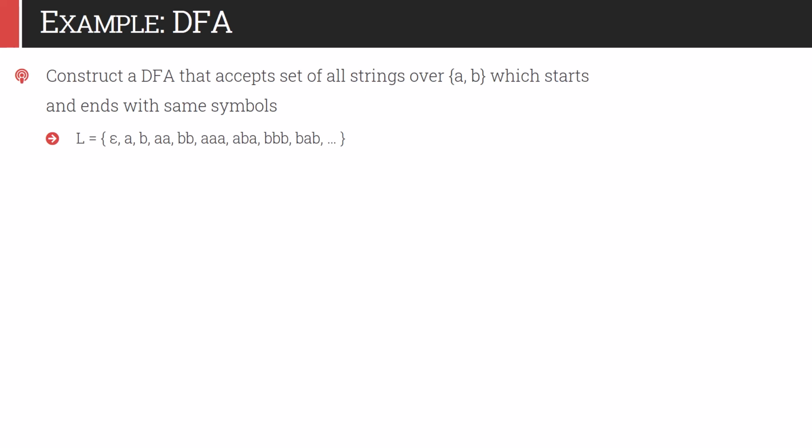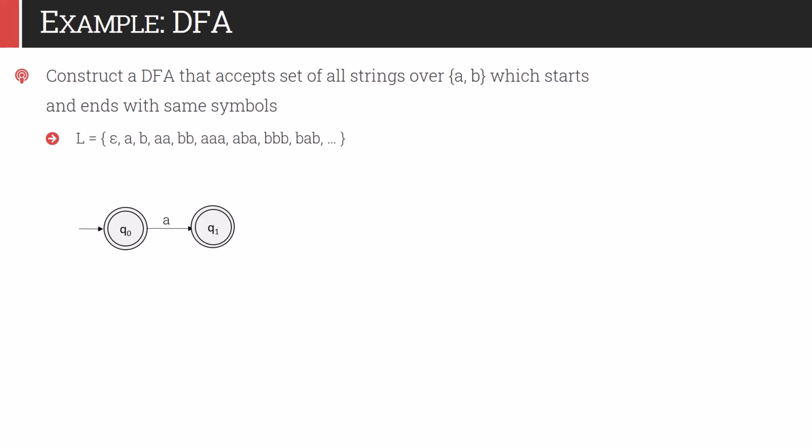Right? So in general, we have to generate all such strings which are starting with A, then they must end with A, and if they are starting with B, then they must end with B. In between, there could be any combination. Epsilon is part of the language, so definitely the initial state should be the final state.